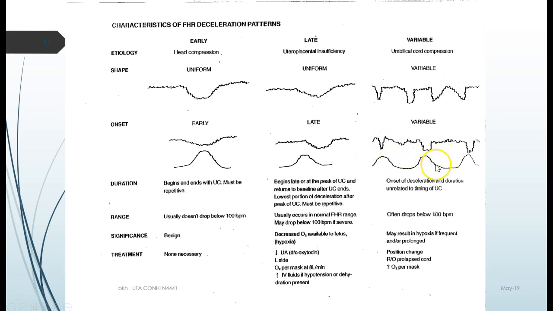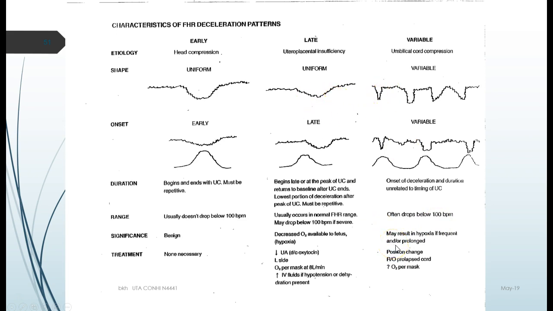If it happens with every single contraction like this one, this is the one that makes you think that this is probably a body cord or a nuchal cord. And so during that contraction, baby's being pushed down, that cord's being compressed or pulled as that baby's pushed down. And so it drops the fetal heart rate. It often does drop below 100. These are abrupt, these are gradual.